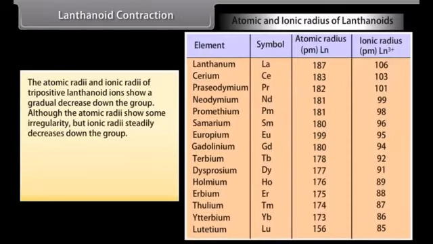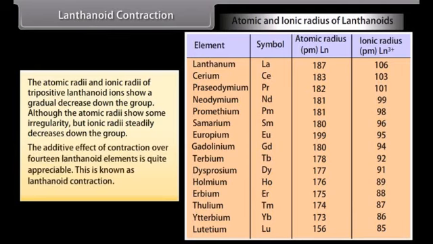Lanthanoid contraction. The atomic radii and ionic radii of tripositive lanthanoid ions show a gradual decrease down the group. Although the atomic radii show some irregularity, ionic radii steadily decrease down the group. The additive effect of contraction over 14 lanthanoid elements is quite appreciable. This is known as lanthanoid contraction.